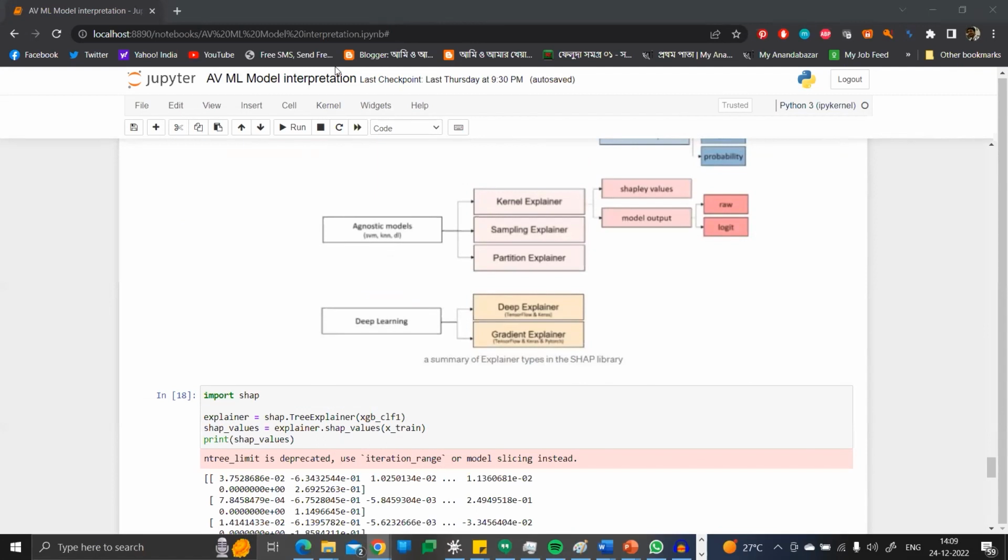PDP with interaction features is not possible because it is averaging out the other variables. You are just taking the average, right? So it is just removing the impact of the other variables. For SHAP, you are not doing any averaging.